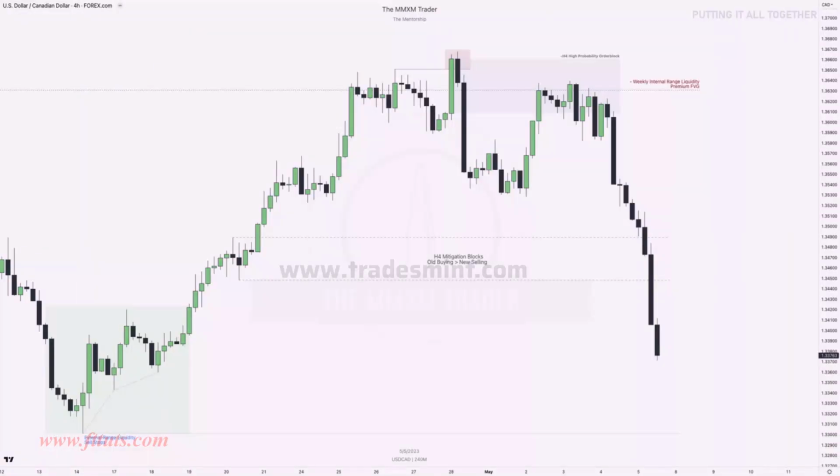Back to that 4-hour. We had that beautiful market maker sell model, and there are multiple opportunities to get in. We have those mitigation blocks where you can get in. You can get in on that high probability order block over here. And as long as your long-term perspective, your intermediate-term perspective and your short-term perspective are in line with each other, it tends to have a very, very high probability for a successful trade setup. And also important, time: that 8 a.m. to 12 p.m. window, very important.